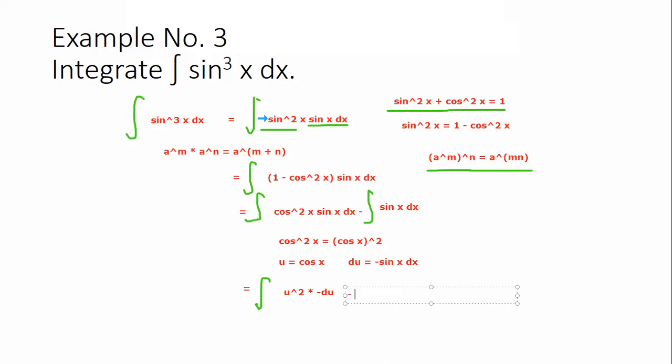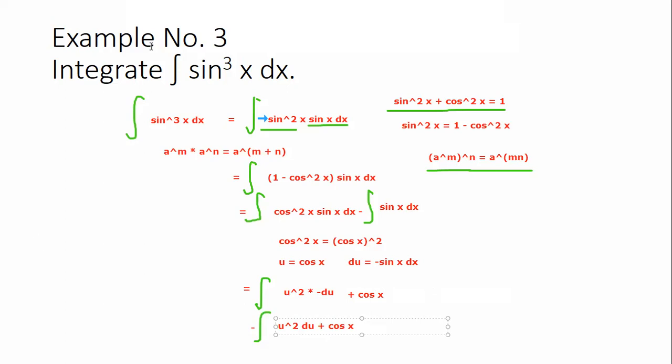So minus the integral of sine x, that's negative cosine, so negative of negative, that's positive cosine of x. We will place the negative sign outside the integral because it's like a constant, that's part of the derivative process. So negative integral of u squared du, plus cosine.